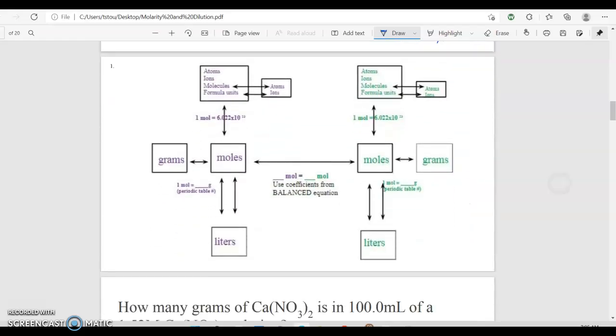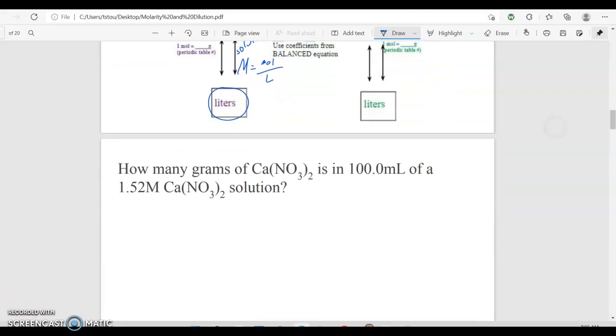All right. Now, this actually lives in our mole map. If you look here, we've got moles per liter. And if I've got a solution, which I do, I can use molarity, which is defined as moles per liter. So I'm going to use that in the mole map if I want to go from liters to moles or back again, moles to liters. All right, so let's give it a go. How many grams of calcium nitrate is in 100 milliliters of 1.52 M Ca(NO3)2? I'm going to start it out just like any other. I want to find grams, and that's the spot on the mole map.